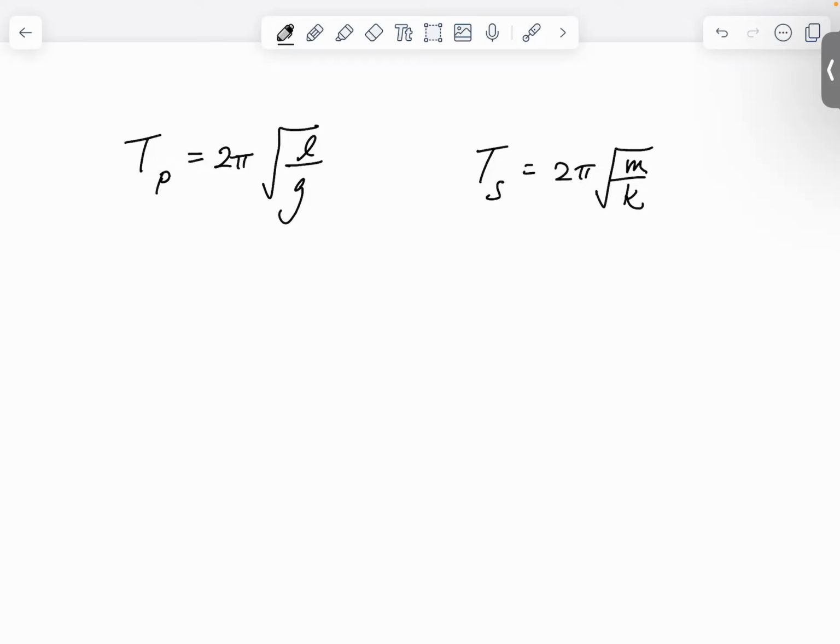Yes? Okay. So what did you discover? Did you discover anything during the lab? You don't think so? All right, now, we'll first talk about the pendulum.